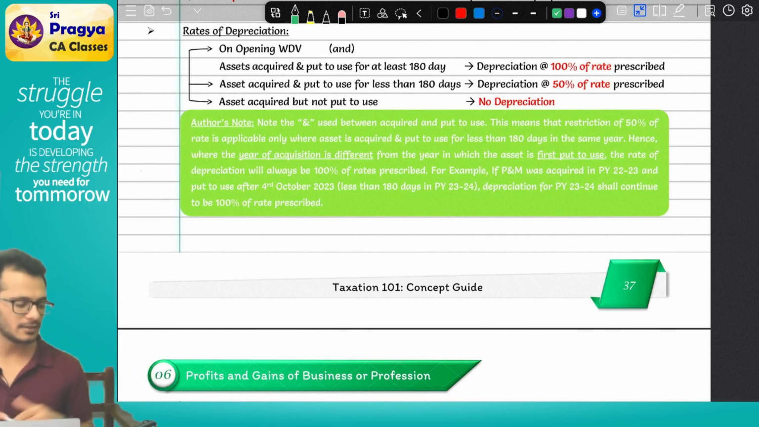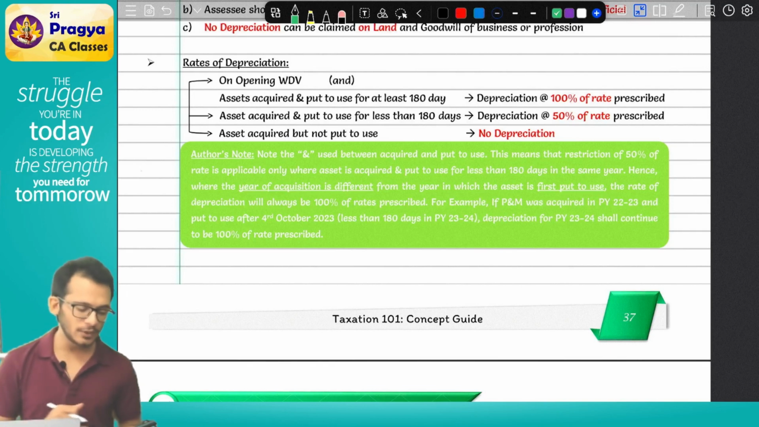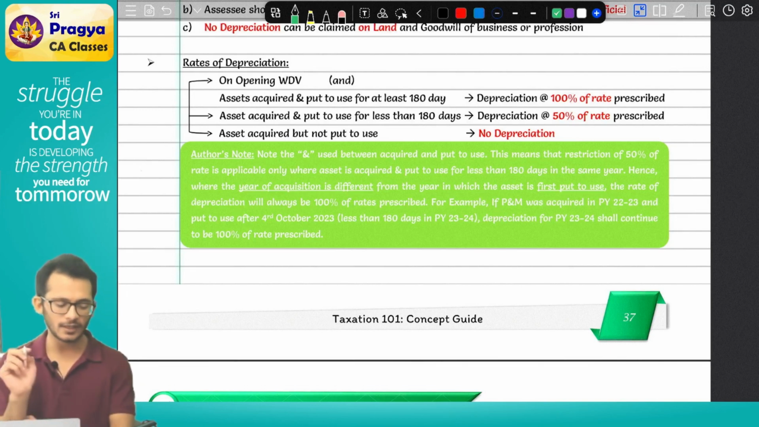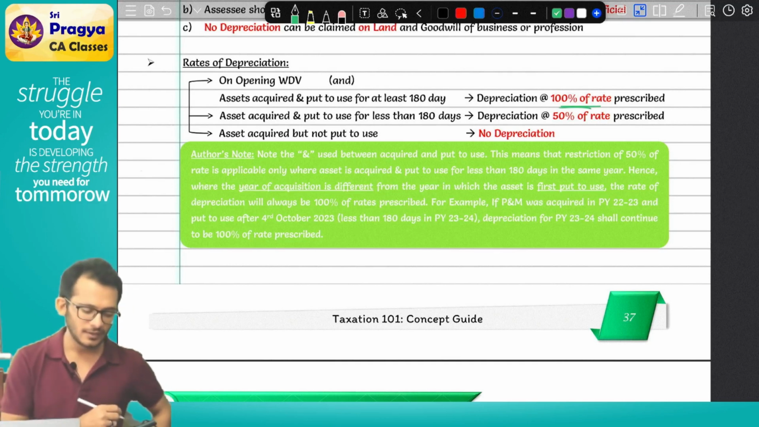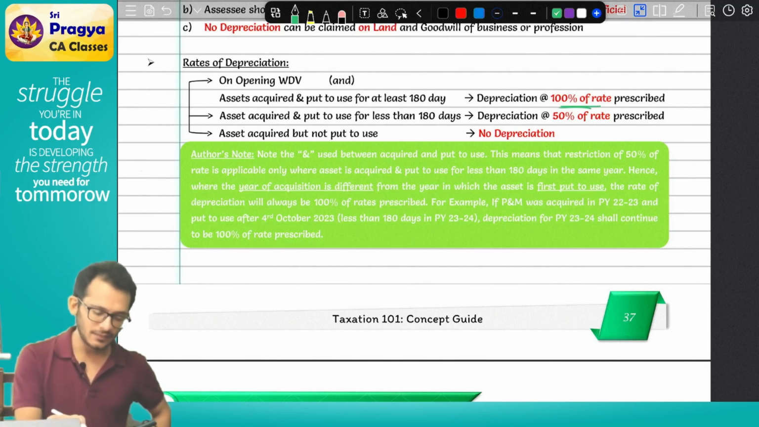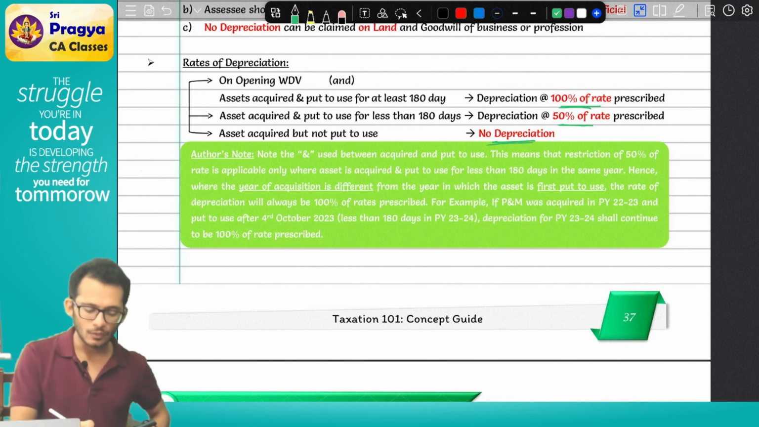We'll find it on page number 37. Let's read it together. It says, what is the rate of depreciation, Rahul? On opening WDV and assets acquired and put to use for at least 180 days, it will be 100% depreciation. If it is acquired and put to use for less than 180 days, it is 50%. If you have not even acquired, or if you have acquired but not put to use, it is no depreciation.